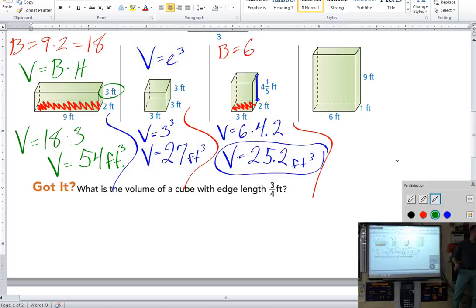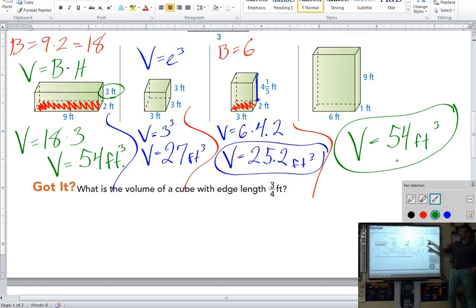And our final one here. What's the area of the base? 6 times 9 gives me 54 feet cubed. Again, notice two different sized rectangular prisms have the same volume inside.